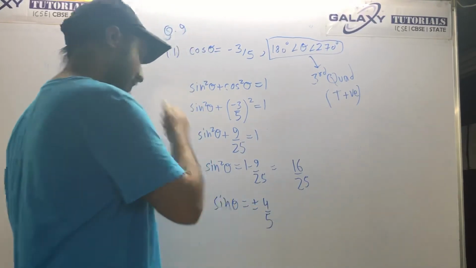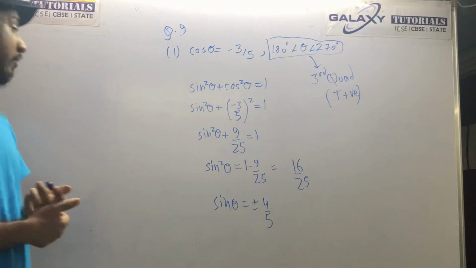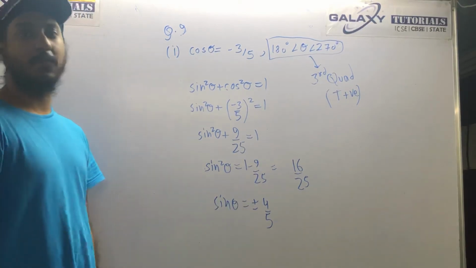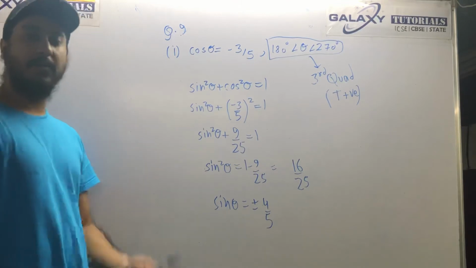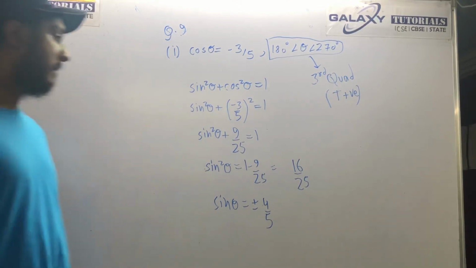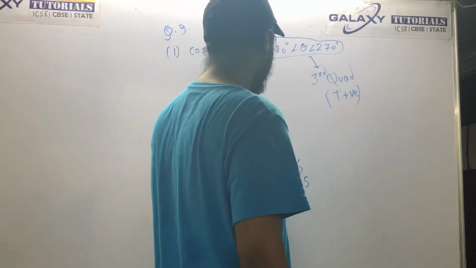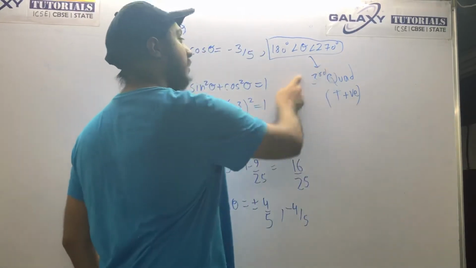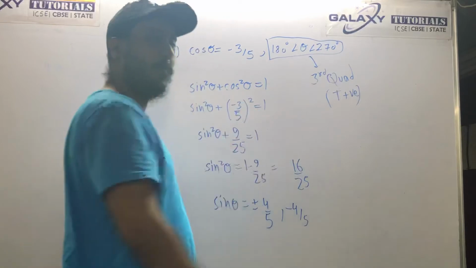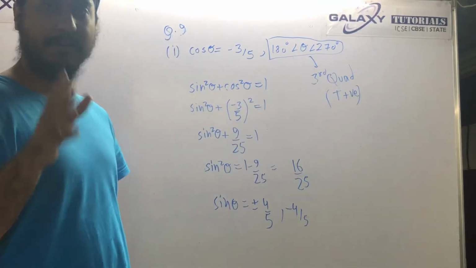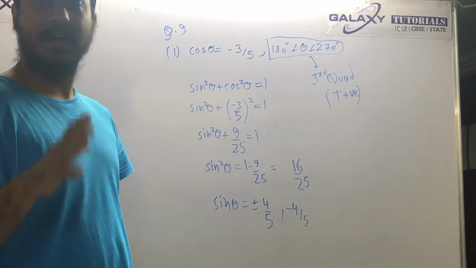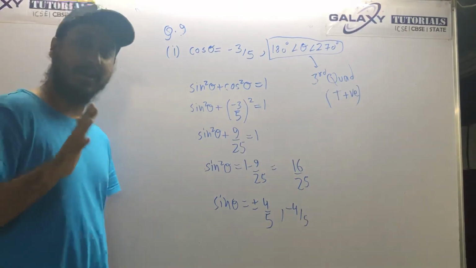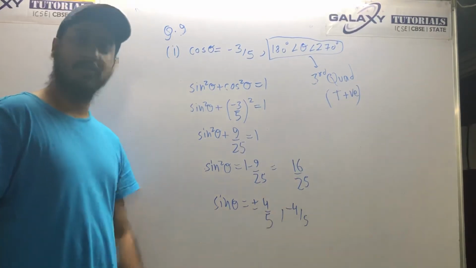Now here the complication arises. Two possibilities, plus and minus. Plus 4 by 5, minus 4 by 5. Which one will be the correct answer? The correct answer will be minus 4 by 5. Why did I say minus 4 by 5? Because in the third quadrant, as I have told you many times before, except tan and cot function, all the other trigonometric functions are negative. So sine value will also be negative.